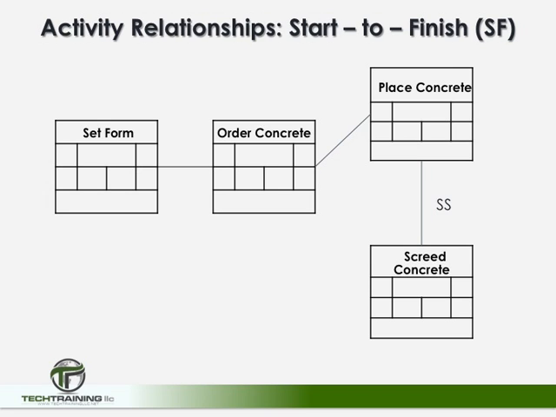Our next activity relationship is start to finish, not to be confused with finish to start. With this type of activity relationship, one activity cannot be finished until a previous activity has been started. As an example, if we take a look at our concrete sidewalk, we may get delayed if we went with the traditional finish to start relationship.